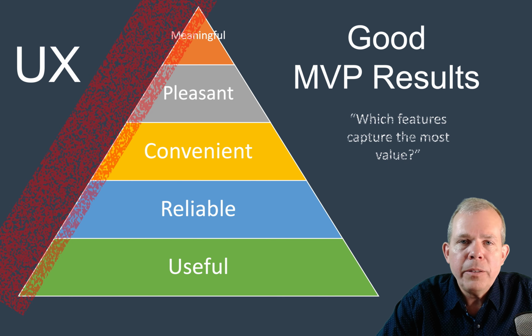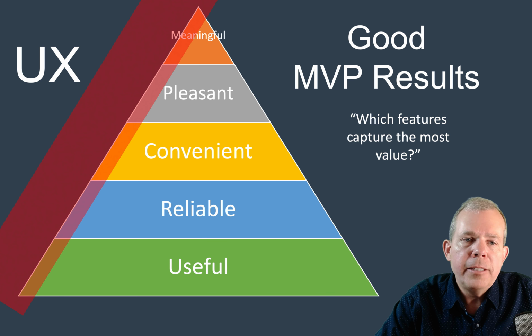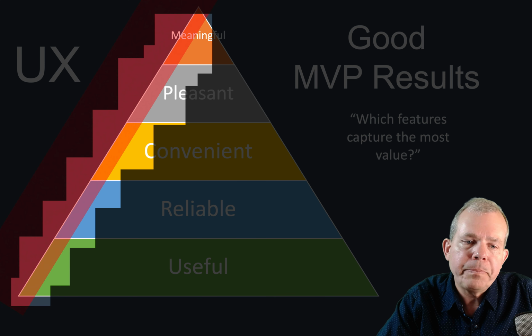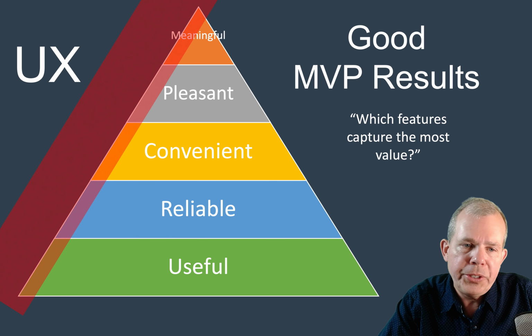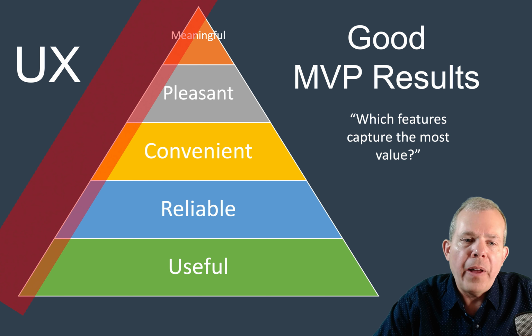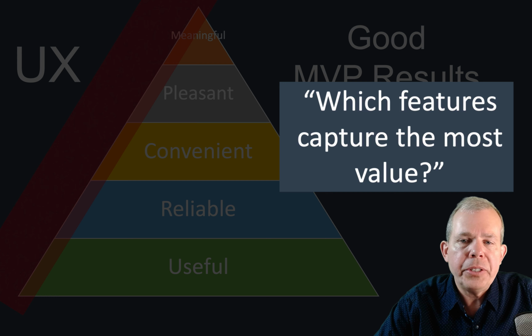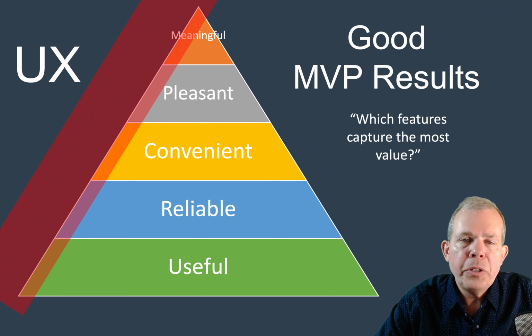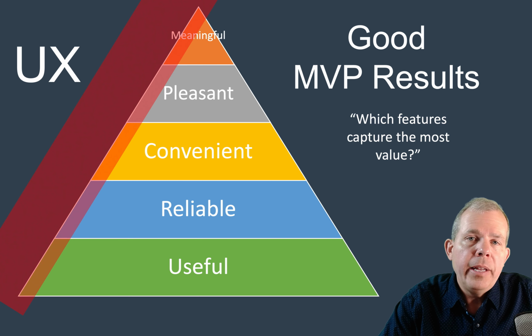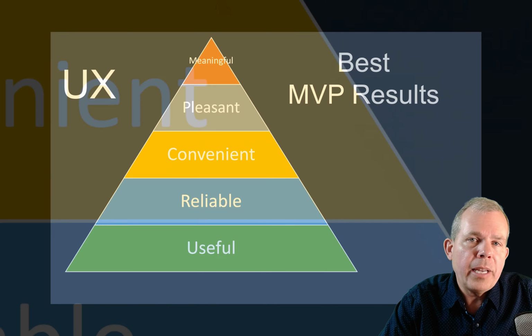So from bad, we'll go to good. So good says we're going to take a narrow slice. So we'll have maybe one feature. That feature is reliable, it's convenient, and it's very pleasant, and the experience will be good for that one thing. So the answer to the question is, which features capture the most value for the customer? And so it doesn't do much, but it does one thing very well. Now we can even do better than one step above this.